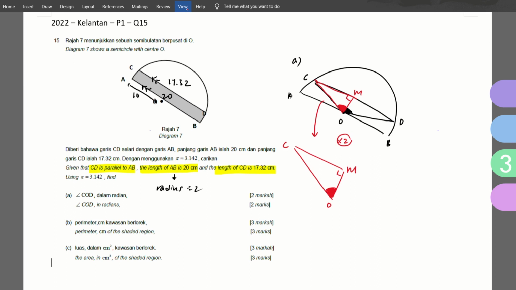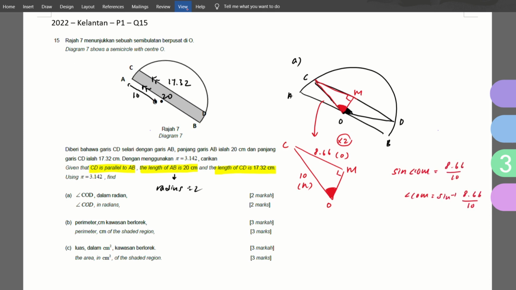To calculate this value, we need two lengths. One is CM. Since CM is half of CD, we can use 17.32 divided by 2 to get 8.66. Since O and C is a radius, this would be 10. From this angle's perspective, 8.66 is our opposite side and 10 is our hypotenuse.